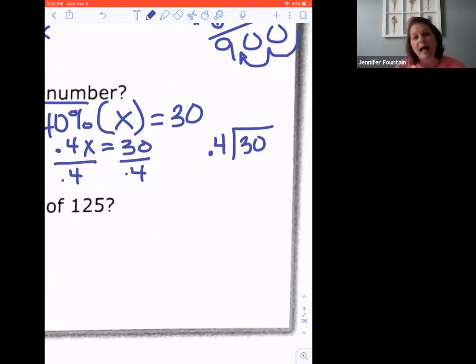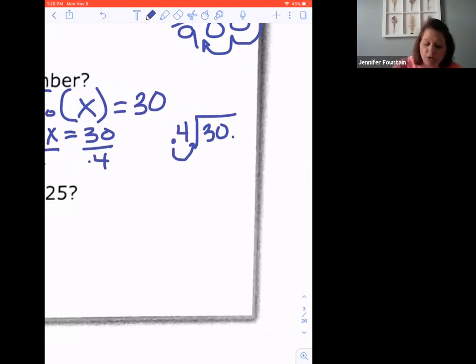Now, when I have a decimal number outside of my division sign, remember, I cannot divide with that decimal there. I have to move my decimal 1 place to the right and make that a whole number. But because of the properties of equality, I can't do something to one that I don't do to the other. So this number started out as 30. I have to add a decimal and move it to the right as well. So now my number is 300.